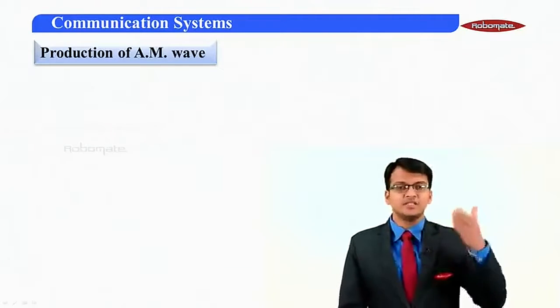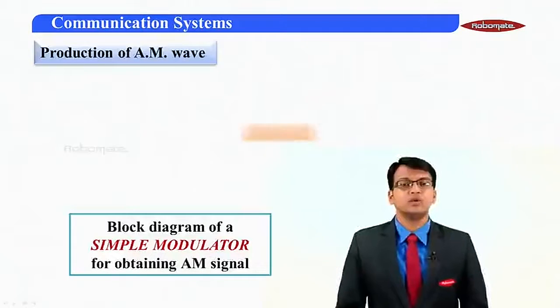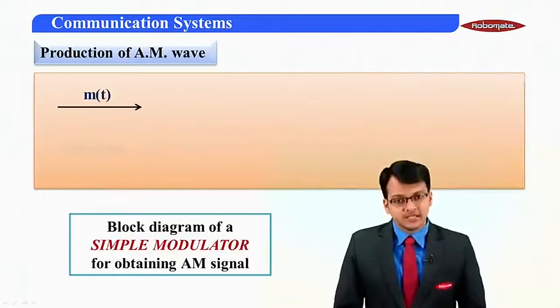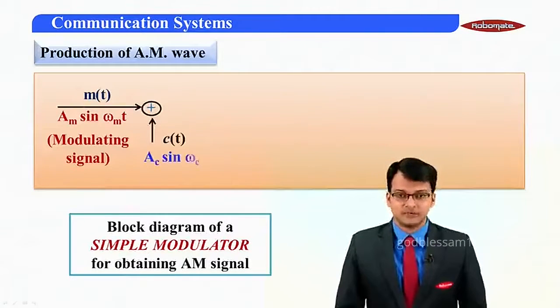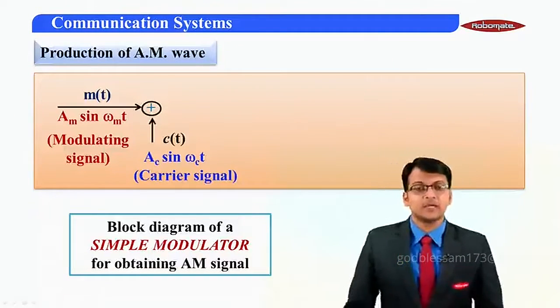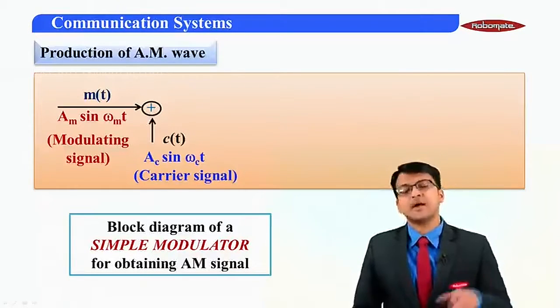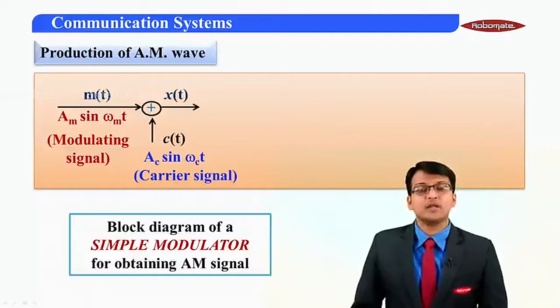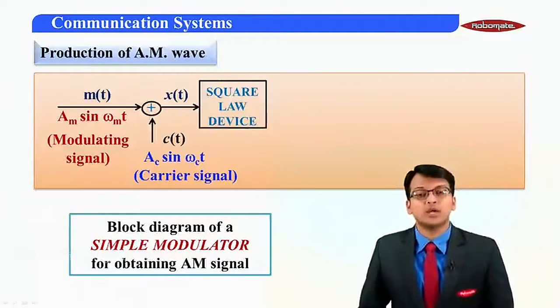So let's analyze this step by step. First, I want to add two signals, right? So what I'll do is I'll take my modulating signal and add it with your carrier signal. Perfect. So this I have done. Now, since I require omega C plus omega m and omega C minus omega m, I need to transmit my signal using a special device called a square law device.